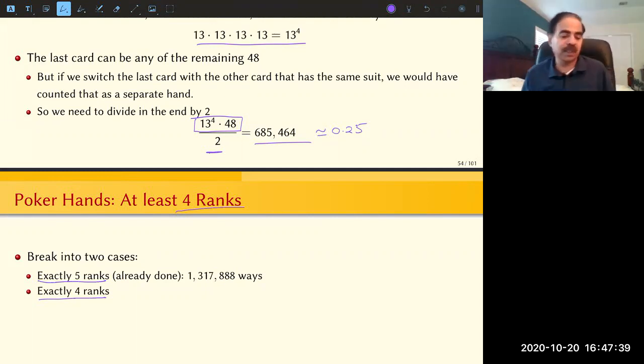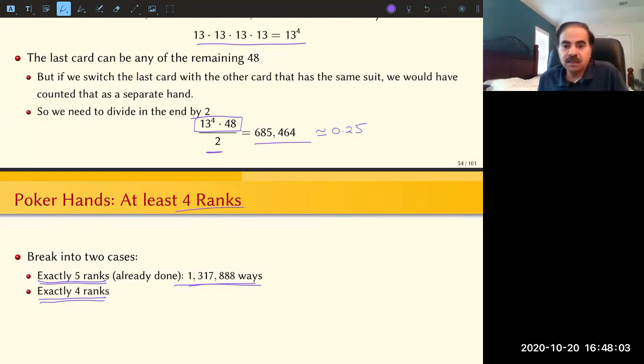So the only 2 possibilities are we have 4 ranks and we have 5 ranks, and we already calculated this before, right? No 2 cards are the same rank. We did this calculation before, and we got that. So now we only need to calculate how do we get exactly 4 ranks, 4 distinct ranks. So what would be the formula for that? How would we calculate exactly 4 ranks?